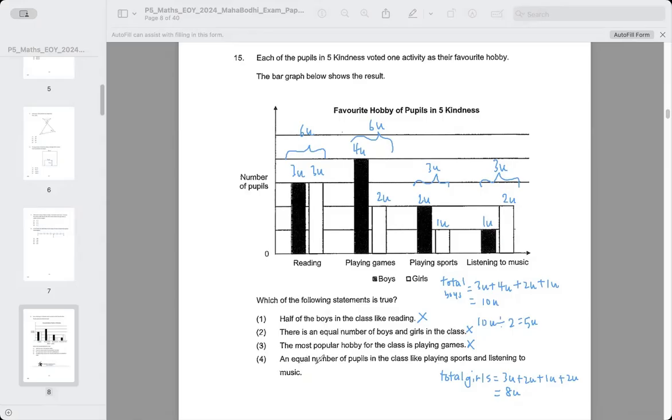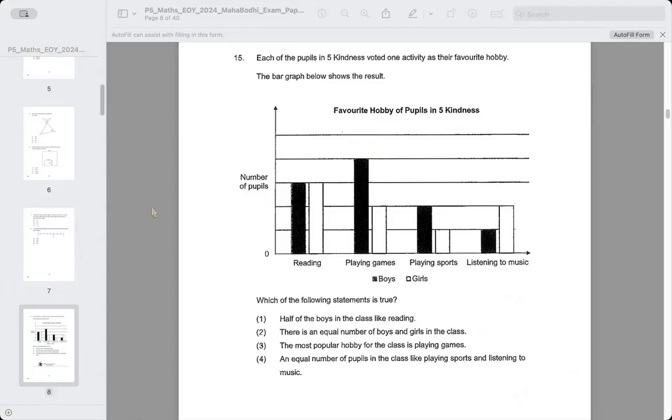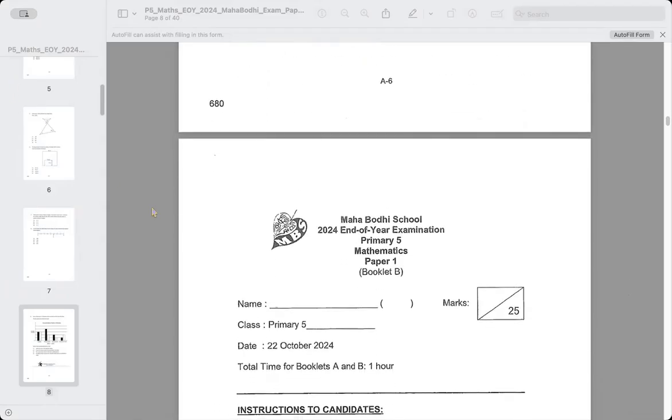And then option 4, an equal number of pupils in the class like playing sports and listening to music. So playing sports is 3 units, listening to music is also 3 units, so it's equal. So option 4 is true. So my answer will be option 4. Okay, so let's move on. And then now we are moving on to booklet B already.